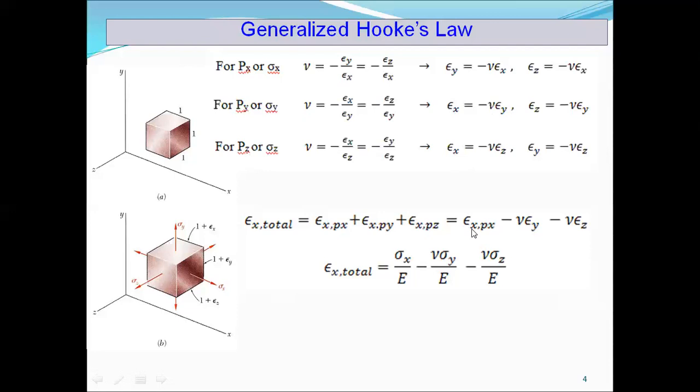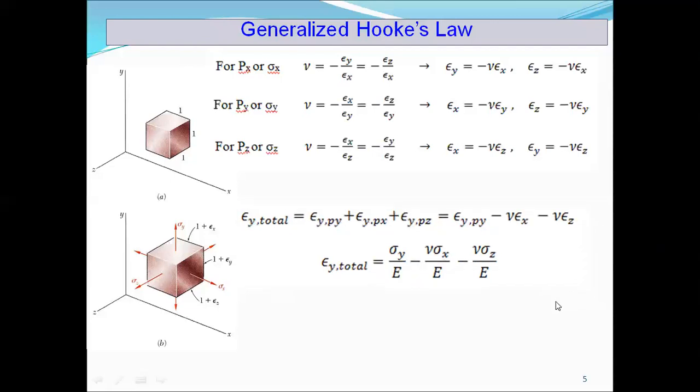Epsilon x in terms of sigma x would be equal to sigma x by E. So epsilon x total would be equal to sigma x by E minus mu, and epsilon y we could write down in terms of sigma y as sigma y by E minus mu, and epsilon z we could write down as sigma z by E. So we got our first equation for epsilon x, the generalized Hooke's law for epsilon x.